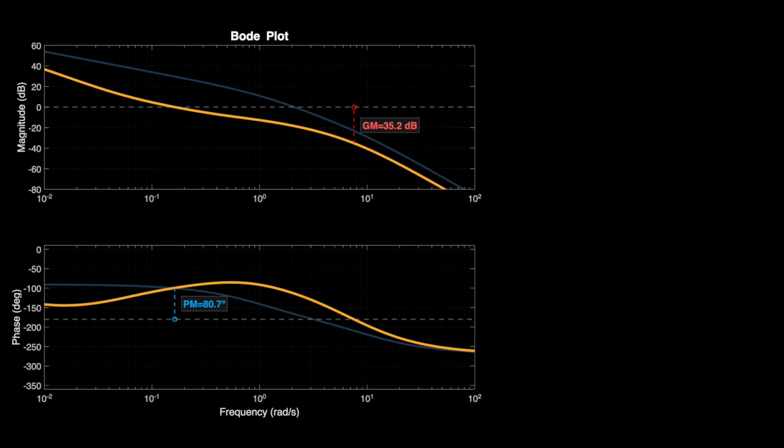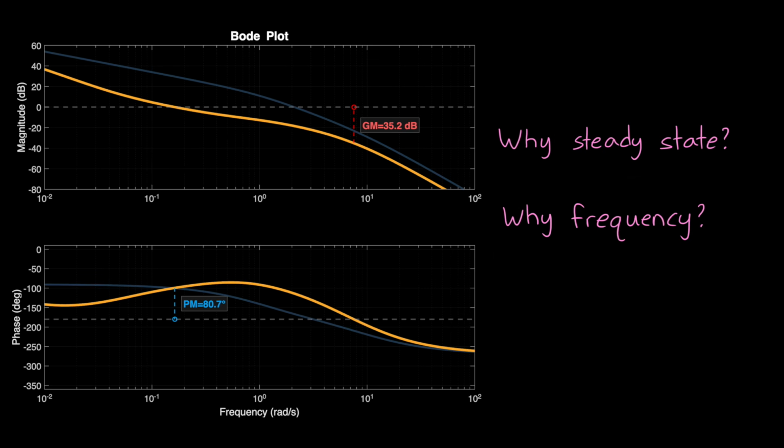But when I was first learning this, I kept running into questions that I didn't have direct answers for. Why do we only look at the steady state response? Why is frequency information alone enough to tell us about closed loop stability? And what do gain and phase margin actually mean? Not just how to read them off a plot, but why 0 decibels and minus 180 degrees?